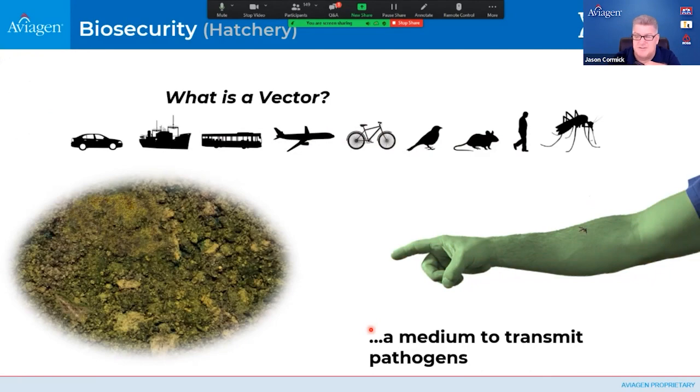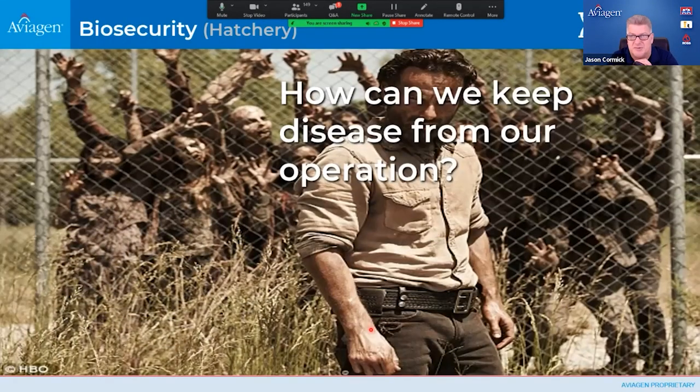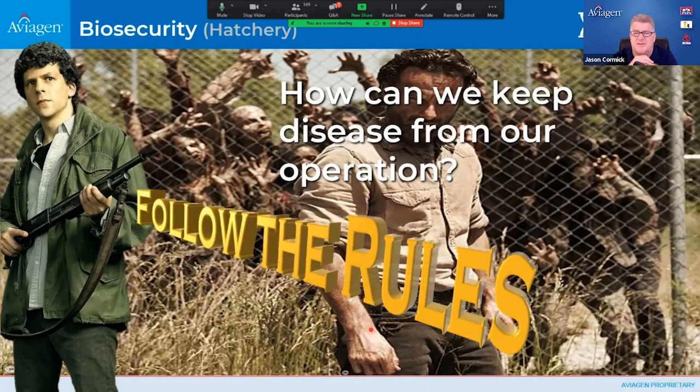So first of all, let's look at those 5 golden rules. I use the Walking Dead as a metaphor for biosecurity, because everything outside your operation is diseased. If it isn't, then we assume it is, because that's the only safe way we can continue. So how are we going to keep that out of our operation? Kind of easy. We just follow these rules.